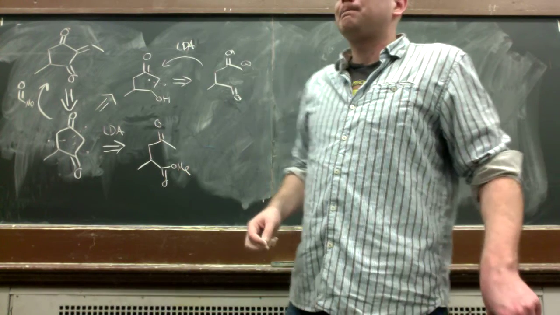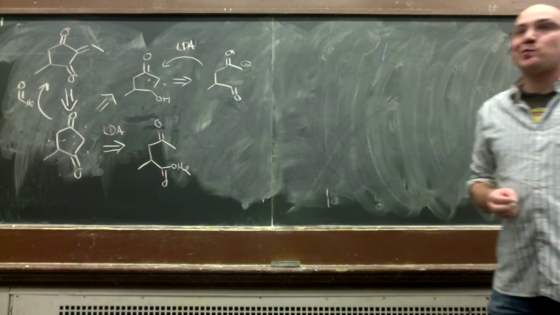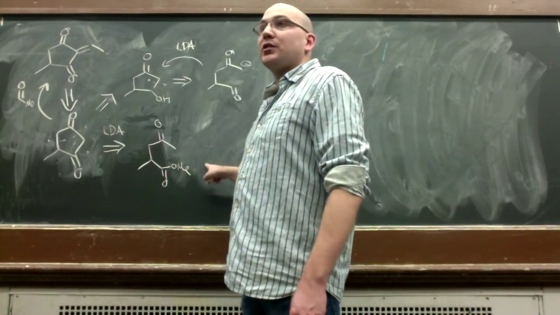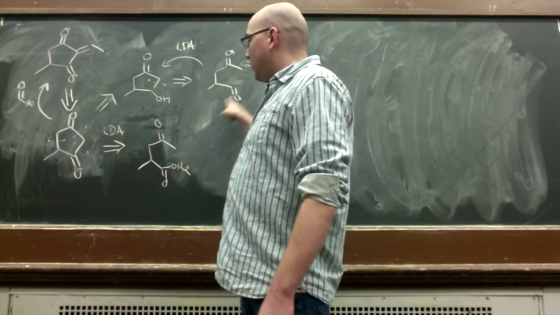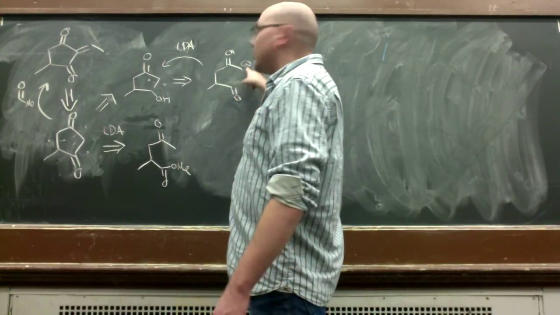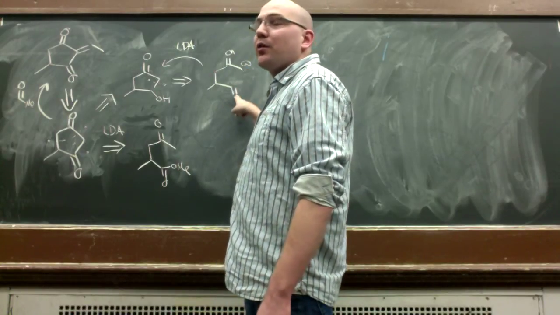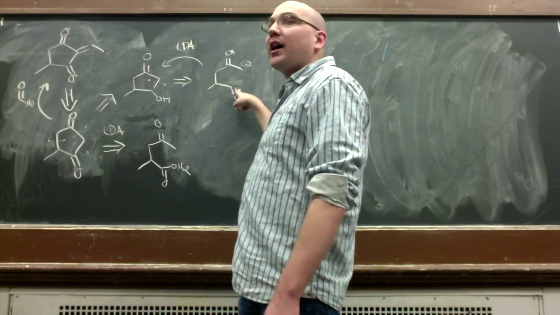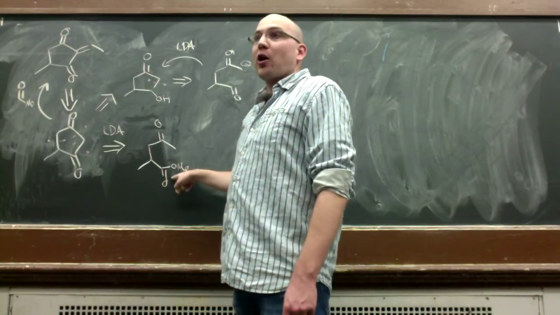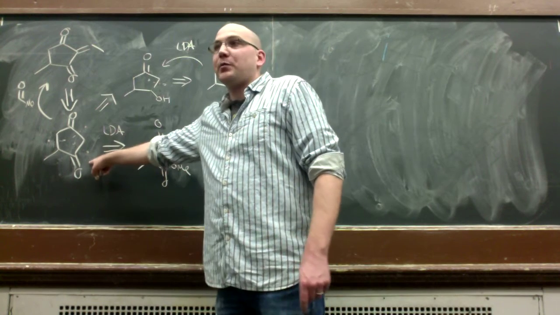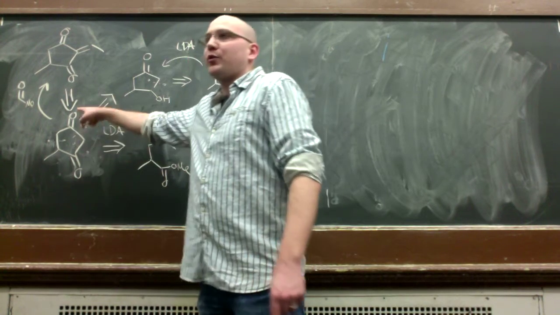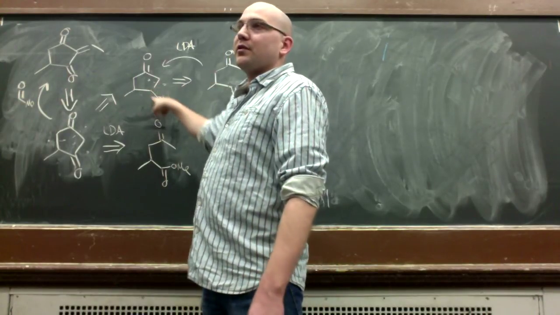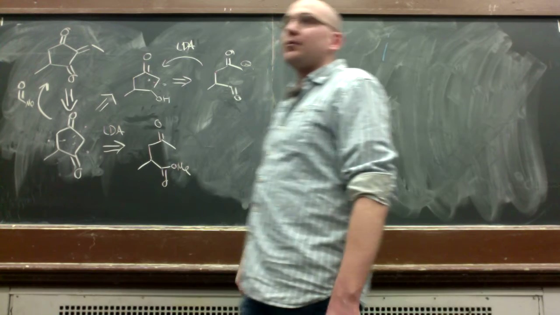What's the difference between the first one and the LDA and the second one? They're just two different reactions. This is an enolate reacting with a carbonyl, so this is with a ketone or aldehyde. This is with an ester. The product in this one is a 1,3 diketone. In this case, the product is a beta hydroxy ketone.